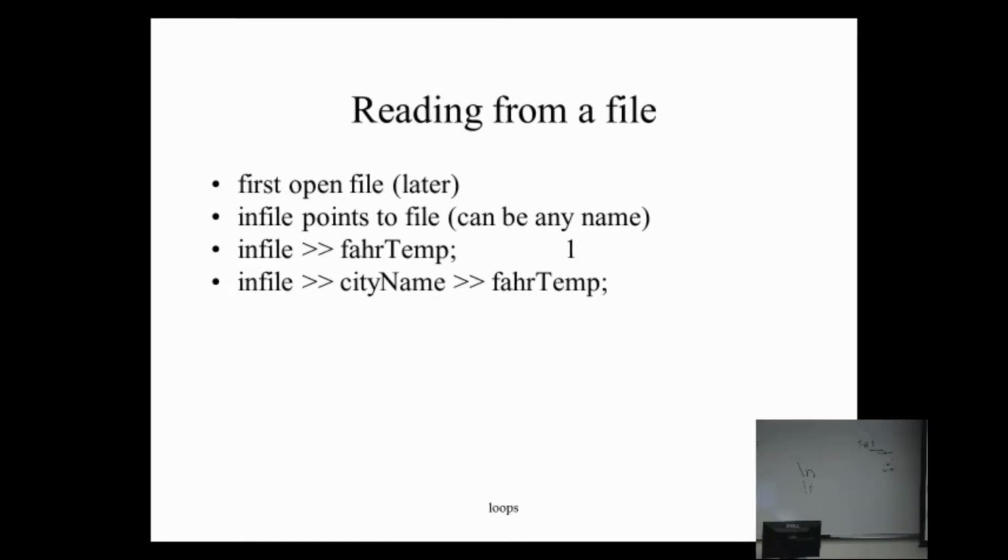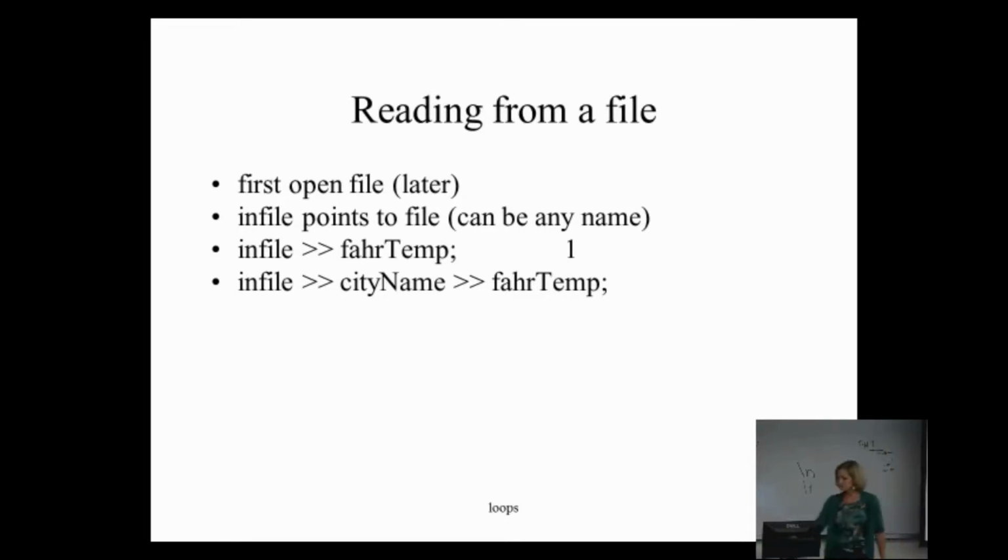Let's take a look at these two input statements. And they look very much like what input statement? The cin. But rather than reading from the cin, we're reading from a file that I've opened and attached to. And I could call it anything. I've done that prior in the program. Now, I could read in just one value, or I could read in a city name followed by a temperature, depending upon how the file is structured.